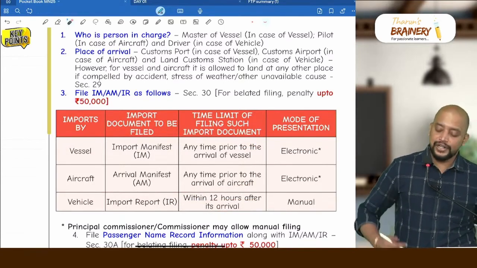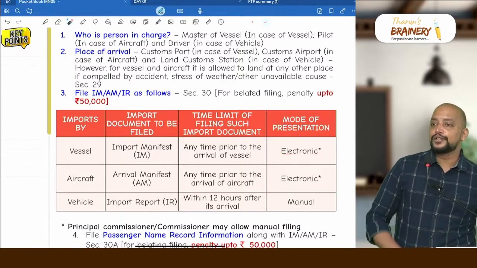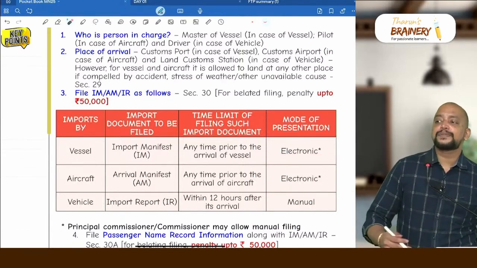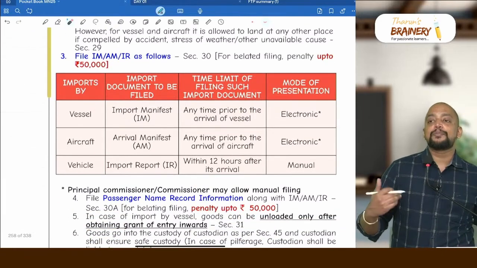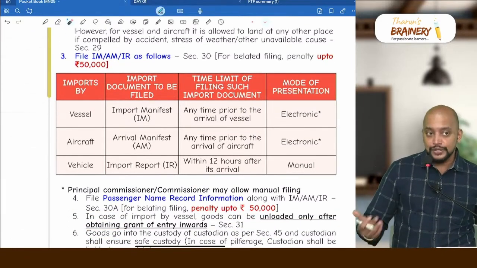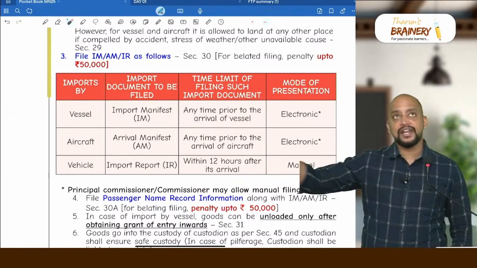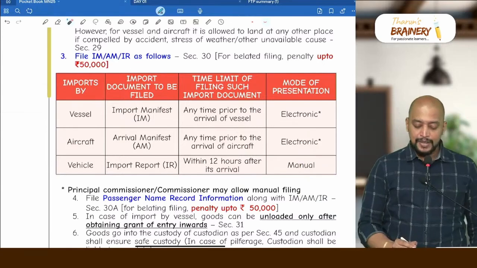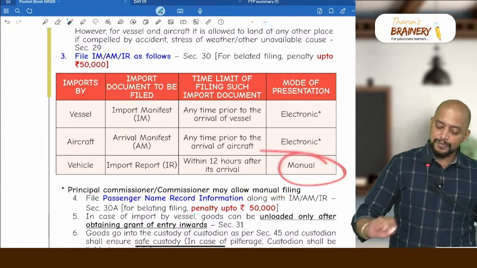So they will file electronically. We have electronic filing, and that electronic filing will be through ICEGATE. And suppose if it is practically not possible to do electronic filing, then the proper officer will permit them to file manually also. In that case they will have steamer agents in India. Those steamer agents will be filing on behalf of the person in charge. The Principal Commissioner may allow manual filing, and for vehicles it will always be manual.